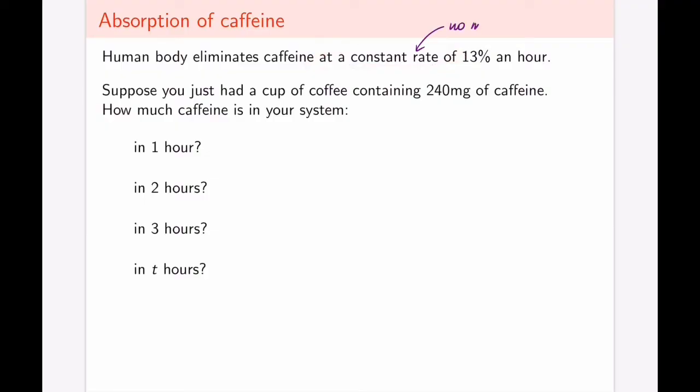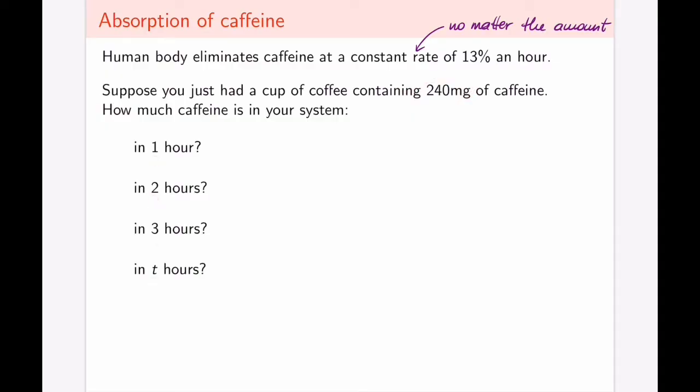Constant rate means no matter the actual amount. So whether you had 1 cup of coffee or 5, the elimination rate will be 13% of that amount per hour. So let's say you had a cup of coffee containing 240 milligrams of caffeine. How much caffeine is going to be in your system in 1 hour, in 2 hours, 3 hours, T hours?